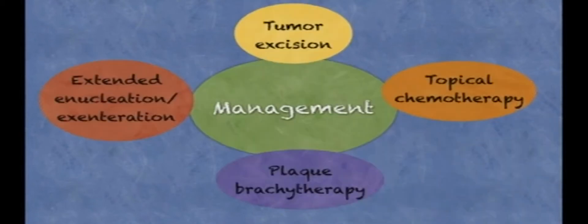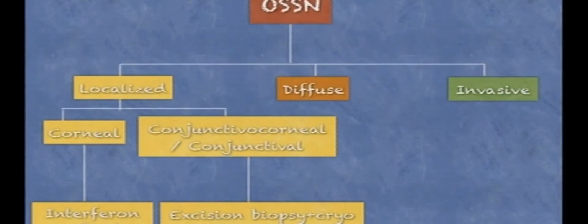So having classified our case of OSSN into these three varieties, what are the management tools we have in hand? The most commonly employed method is a tumor excision with cryotherapy. The second is topical chemotherapy, plaque brachytherapy, and destructive surgeries like extended enucleation or exenteration. When it is a corneal OSSN, the most commonly employed treatment is interferon alpha 2B drops, and or you can also do an alcohol keratoepitheliectomy. I will come to it.